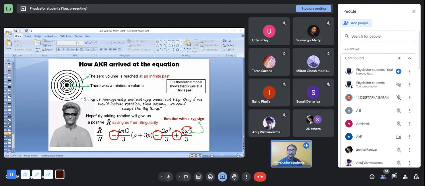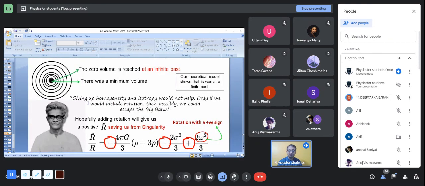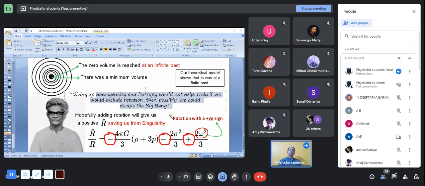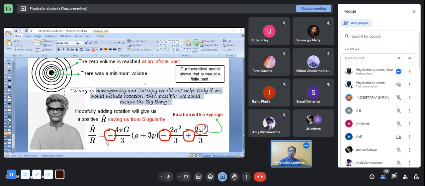Giving up homogeneity, I am highlighting this part again, giving up homogeneity and isotropy would not help. Only if we include rotation, which is the omega terms, possibly we could escape the Big Bang, but that is not possible. So this minus term shows that if we go back in time, there is no escape from singularity, we are getting negative. But here you see, I have shown there is a positive term, this positive one. Why? Because it shows that there is a rotation.